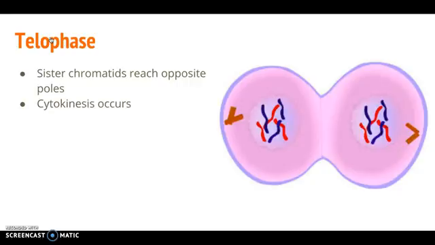Next is telophase, where the sister chromatids reach the opposite sides of the poles, and cytokinesis starts to occur. As you can see, it almost looks like two separate cells are forming now, where half of the chromosomes are on the right side and half of the chromosomes are on the left side.